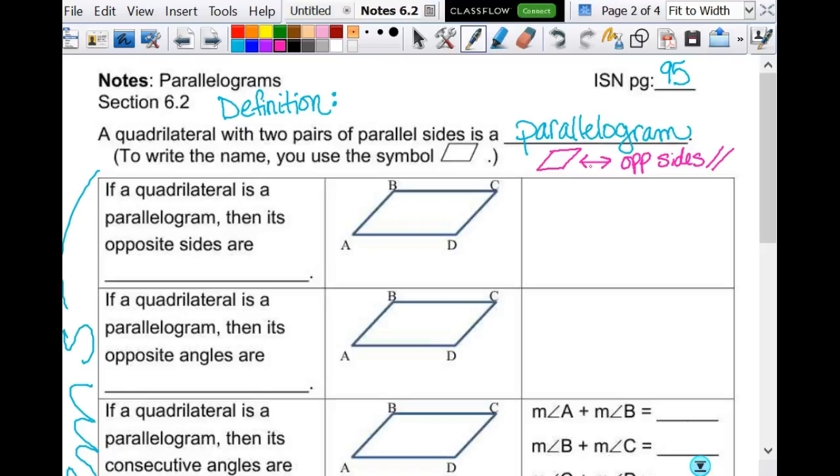All right, so let's look at this first one. It says, if a quadrilateral is a parallelogram, then its opposite sides are what? I've already come up with all this. Congruent. They are parallel, but that's the definition. The definition is the opposite sides are parallel. The theorem tells you that the opposite sides are congruent. Looks like this. So the way we would abbreviate that is, if it's a parallelogram, then opposite sides congruent.